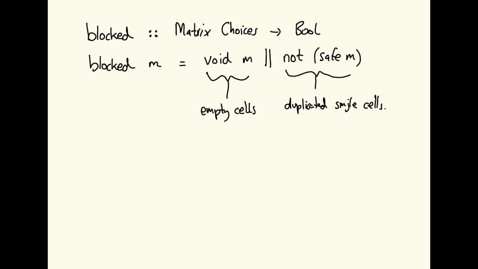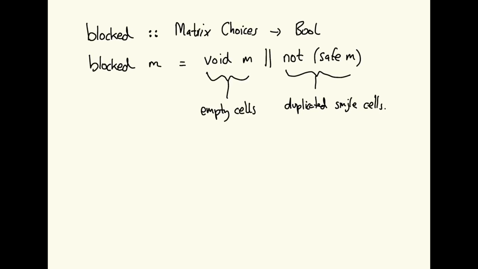And the key idea is that blocked matrices can never give you a solution. Because if you've got an empty choice, then you can never get a solution. If you've got a duplicate, say you've got a 1 in two places in the first row, you can never get a solution from that point onwards.